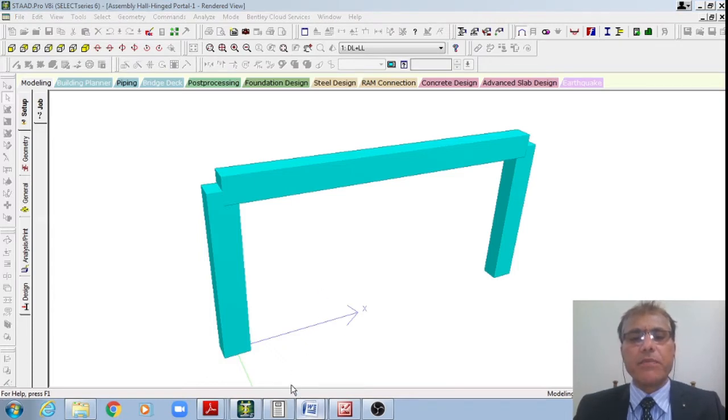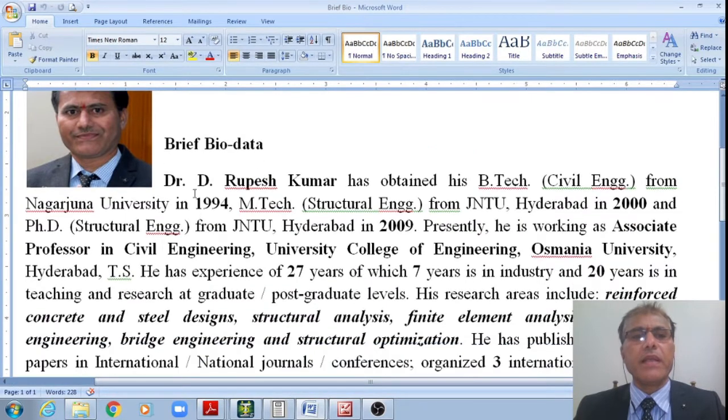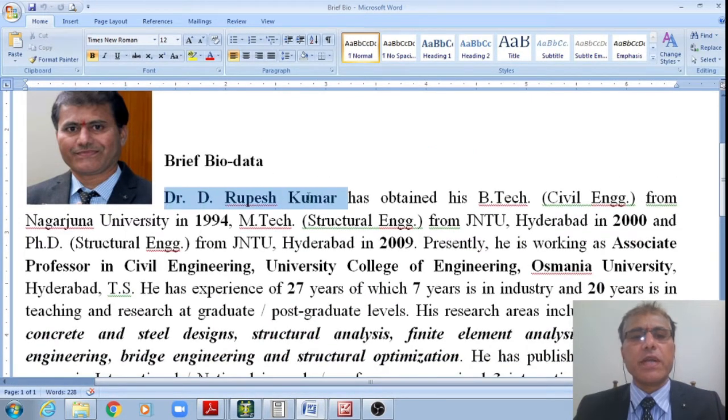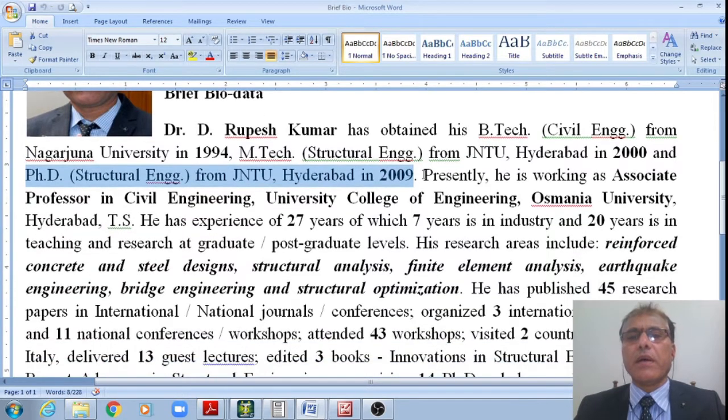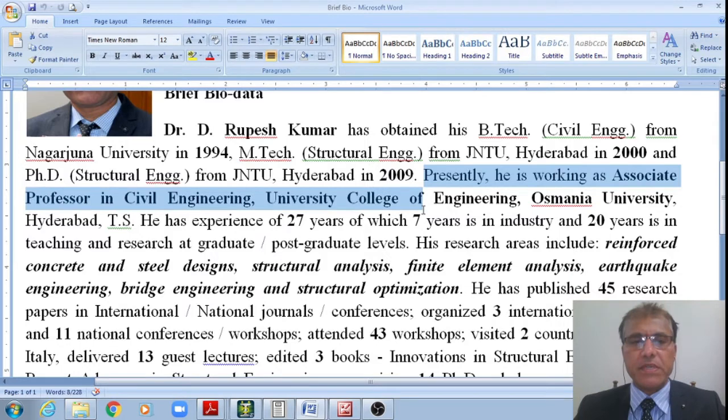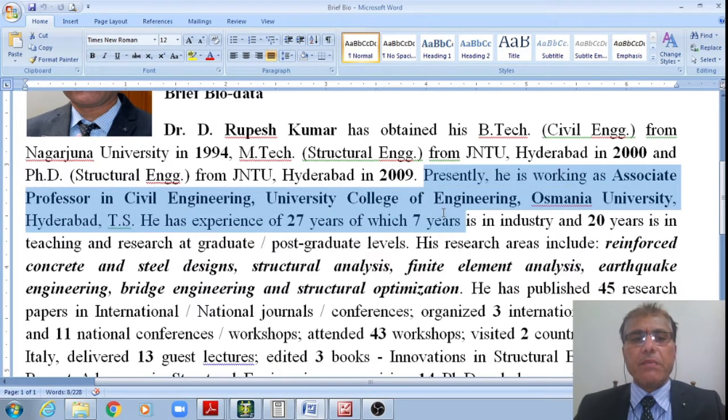analysis, let us see the brief profile of the speaker, that of mine, right? These are my brief profile, students. I, Dr. D. Rupesh Kumar, obtained my B.Tech in civil engineering from Nagar University in 1994 and M.Tech in structural engineering from JNTU in 2000, and PhD in structural engineering from JNTU Hyderabad in 2009. Presently, I am working as associate professor in the Department of Civil Engineering, University College of Engineering, Osmania University.